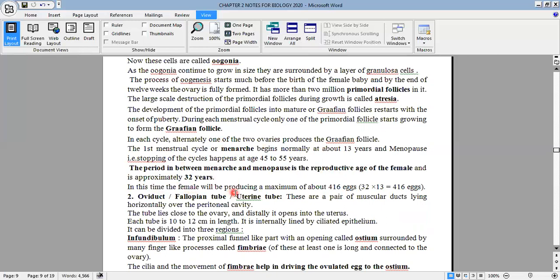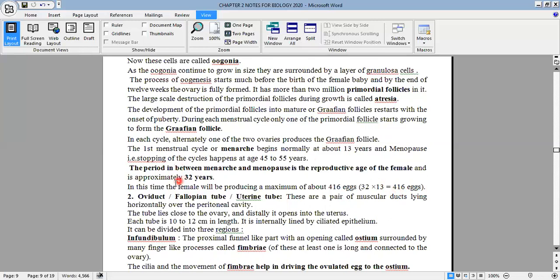In this time, the female will be producing a maximum of about 416 eggs. So on an average, if 13 menstrual cycles take place in a year and the total reproductive span is 32 years, approximately a female can produce 416 eggs in the entire reproductive age. So this is all about the ovaries.